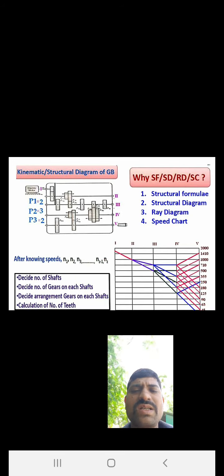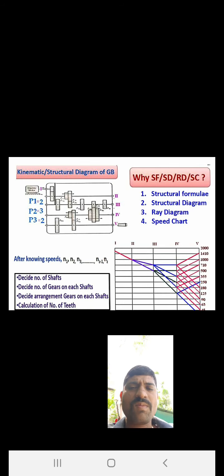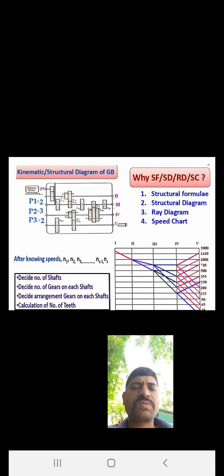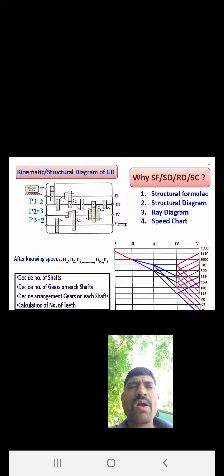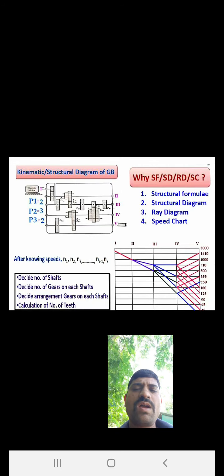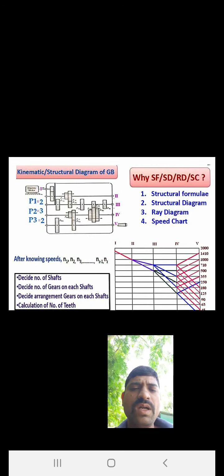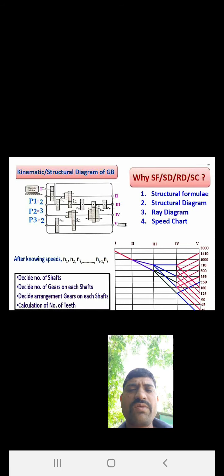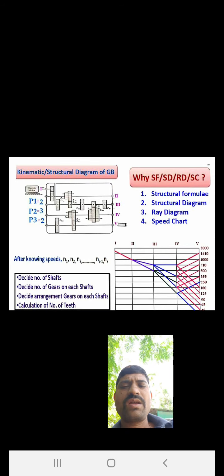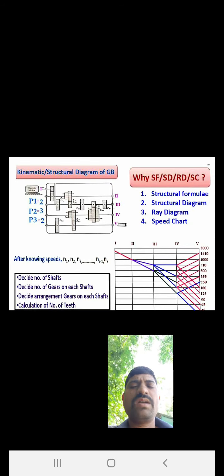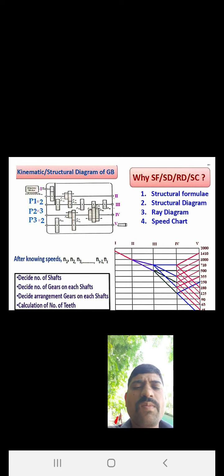How to draw the structure diagram? See, for the structure diagram you have z equal to 12 speed steps. You have to draw 12 horizontal lines. How many stages? Here 4 stages are given, because 5 shafts are there: first, second, third, fourth and fifth. This means the number of stages is 4.